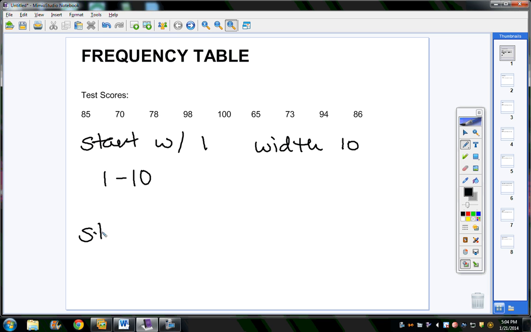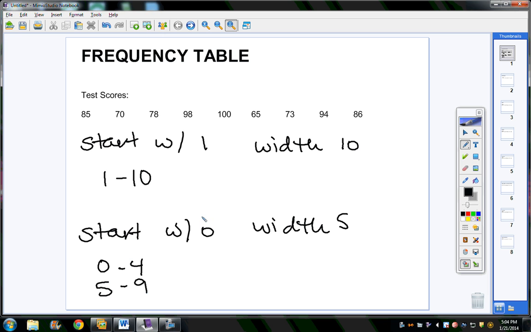If I said start with 0 and do a width of 5, that would be an interval of 0 to 4. Because 0, 1, 2, 3, 4, that's 5 numbers. So then my next interval would be from 5 to 9, because 5, 6, 7, 8, 9, that's 5 numbers. And then it would go from 10 to 14 and so on.